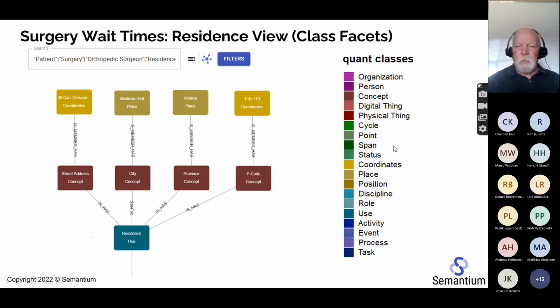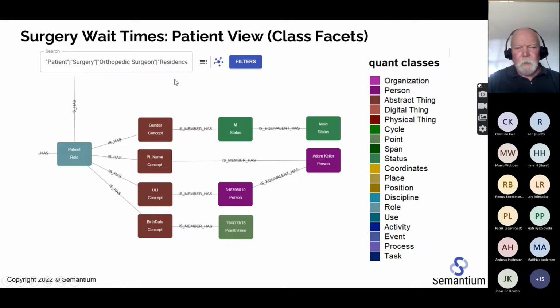Okay, so we're going to flip over now to the quant classes. We're going to put exactly the same structures up. This is the concept. Residence is a use, so it maps to this facet. These are the metadata values. They're all concepts. And then this is the classification for the quant classes for coordinates, place, so city, et cetera, et cetera.